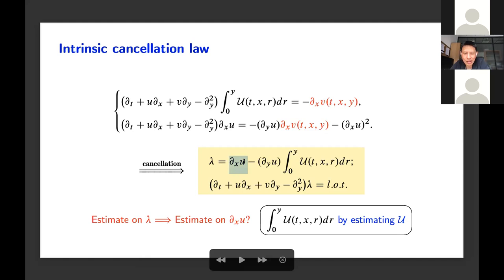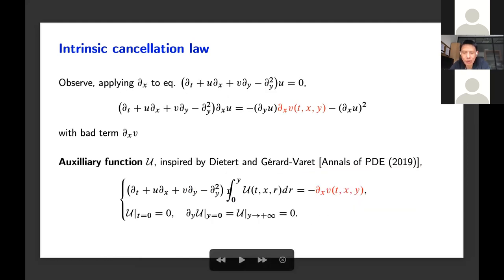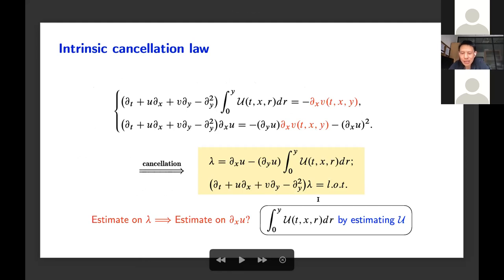Our goal is to get the estimate on dxu. So far we only get the estimate on lambda. So in order to get the estimate of dxu from the expression, we need some estimate on the integral terms of u. But of course we can't perform the estimate for u because we still have those derivatives in the equation of the integral. Instead, we just perform the estimate for capital U.